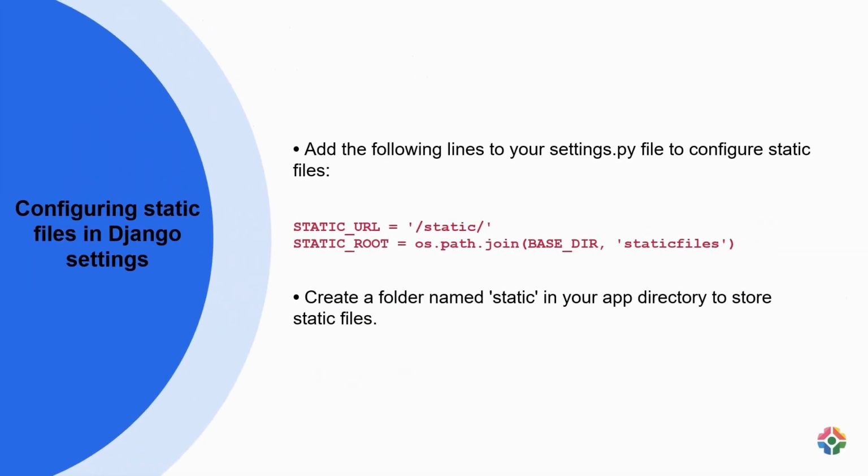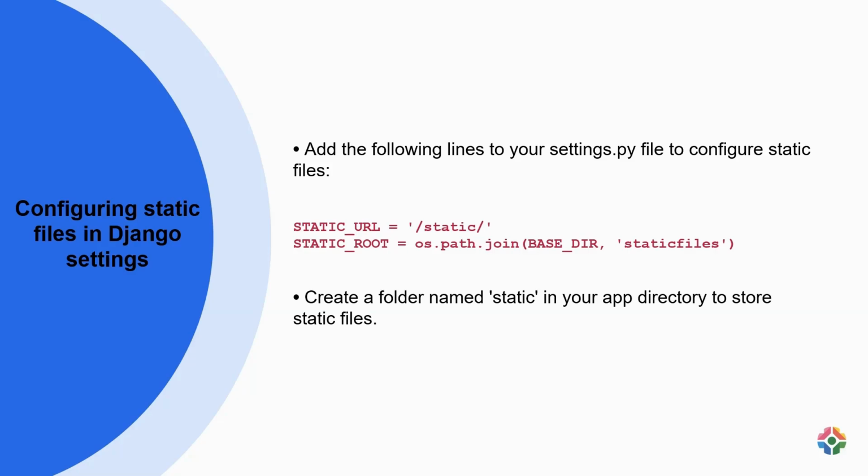To configure static files in a Django project, add the following lines to the settings.py file. Define STATIC_URL as /static/ to specify the URL path for serving static files. Set STATIC_ROOT using os.path.join to establish the directory where collected static files will be stored. Subsequently, create a folder named static within your app directory to store static files such as CSS, JavaScript, and image assets. This static folder will be used to organize and manage static resources specific to your app.